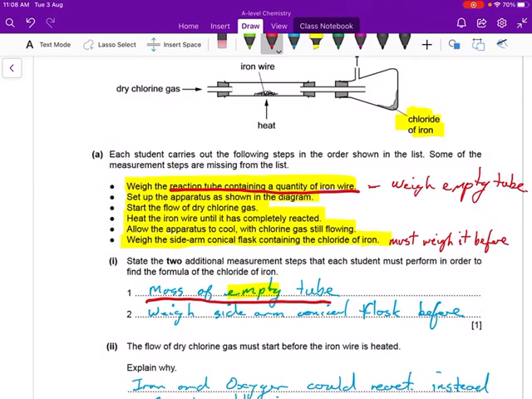Also, the sidearm conical flask: the empty one before the experiment, because at the end you have the sidearm conical flask with the iron chloride in. So if you have the mass of the empty flask and the mass of the flask plus the iron chloride, you can subtract the 2 and you have the mass of the substance.